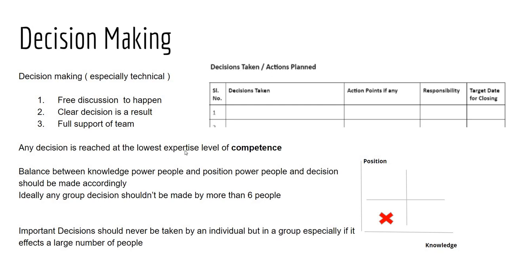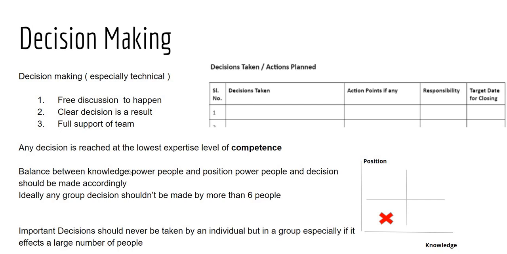Any decision is reached at the lowest expertise level of competence. You might be a project manager or senior project manager, but you might not be as expert on technical stuff as your tech lead. So let the tech lead take the decisions, but you ask the right kind of questions to ensure that you are on the right path.